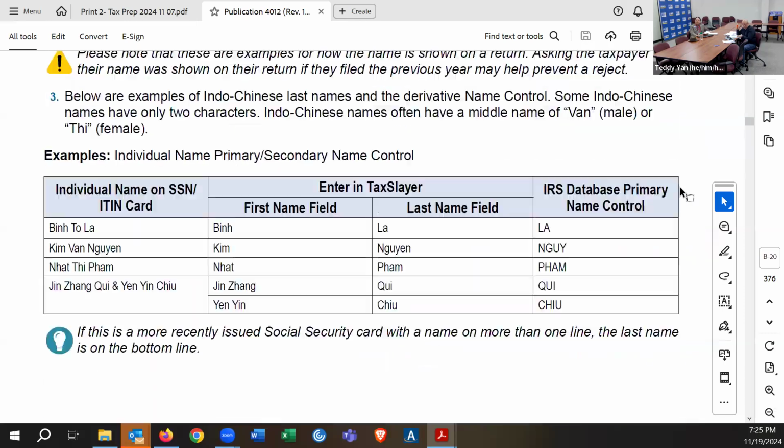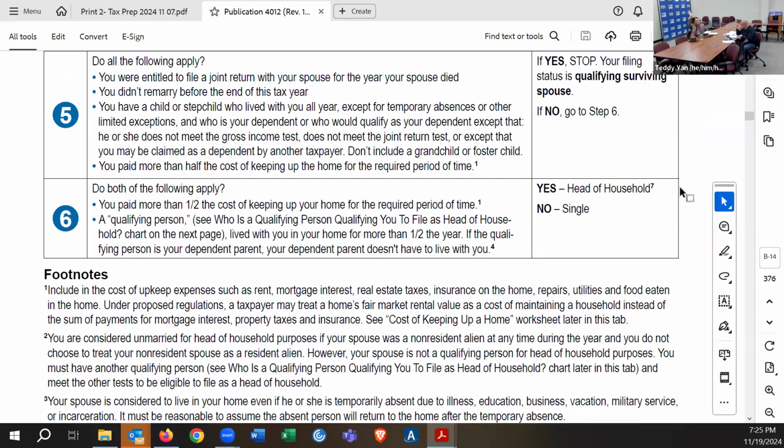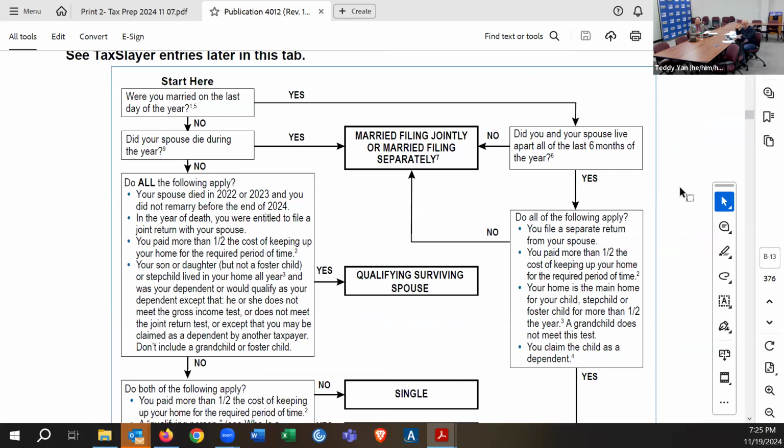So now that we've determined dependency, now we look at filing status. Start here. Was Danny married on the last day of the year? He tells us no. Fabulous. Through our interview, we determined that Danny and Elise were in fact in a common law marriage, and they have never gotten it annulled. Therefore, technically speaking, yes, Danny was married on the last day of the year.